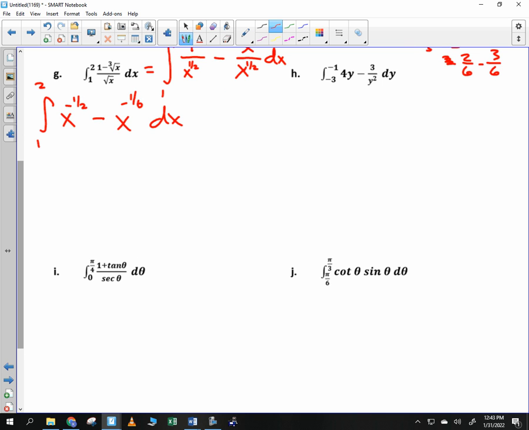All right, antiderivative of x to the 1/2. X to the 1/2 divided by 1/2, which is the same as 2 roots of x. Minus, and this is going to be x to the 5/6. You're going to add 1 to get 5/6. Dividing by 5/6 is the same as multiplying by 6/5.